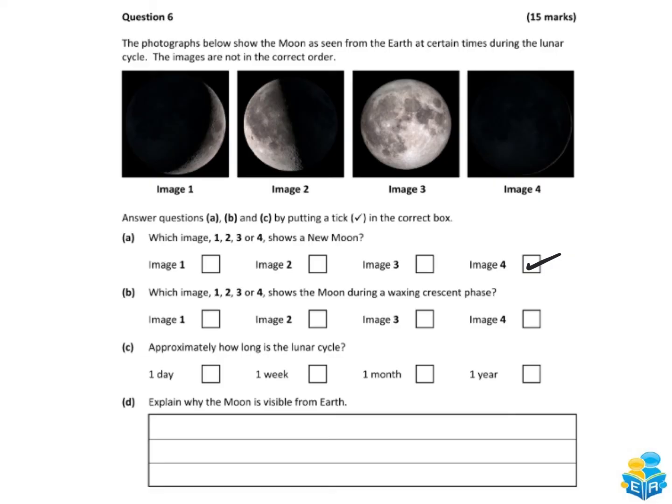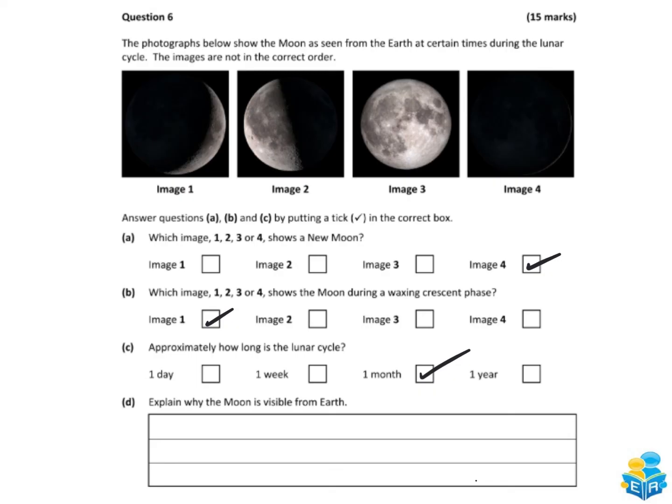Which image, 1, 2, 3, or 4, shows a moon during a waxing crescent phase? A crescent phase is where less than half of it is lit, so that would point towards this one here. A waxing phase is where it's getting brighter from the right hand side. It meets that criteria as well. So that's image 1. Approximately how long is the lunar cycle? That's roughly 1 month, between 27 and 29 days.